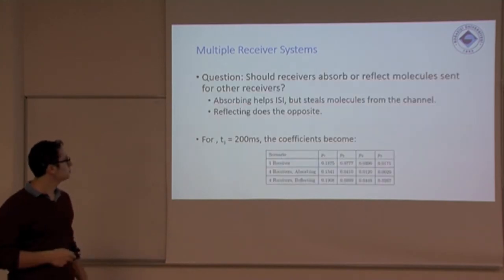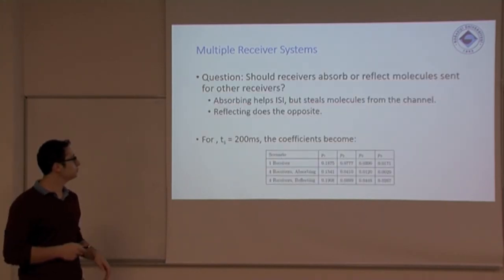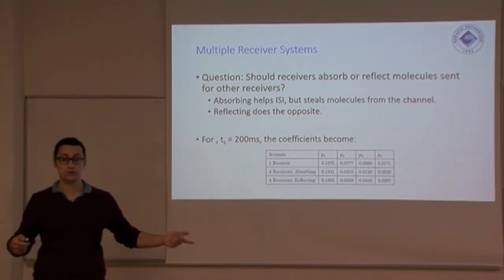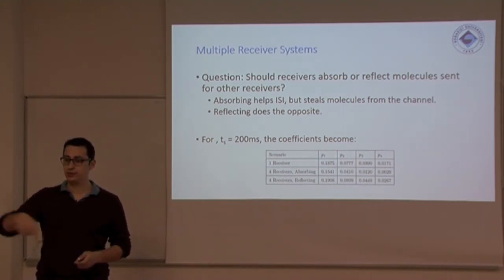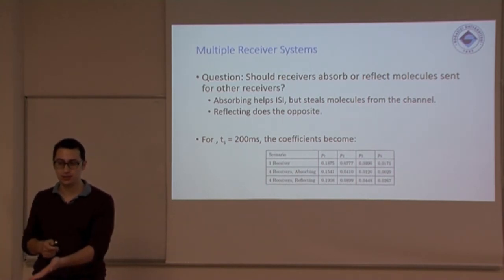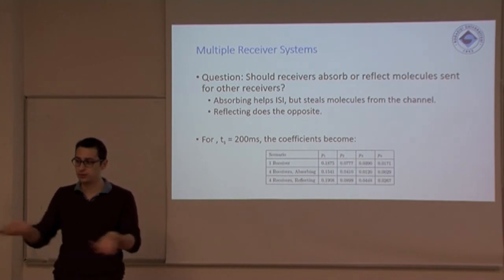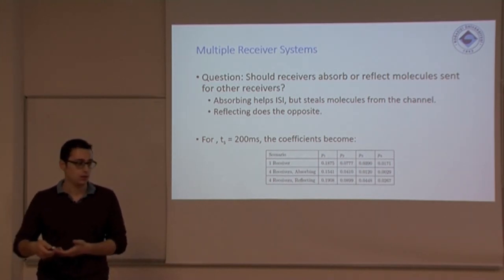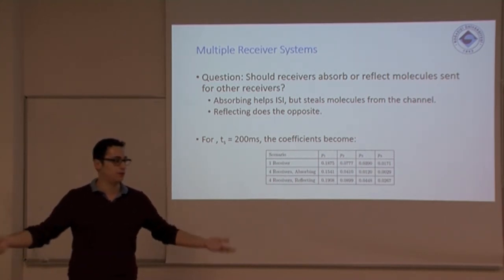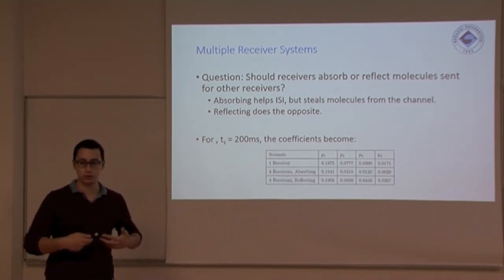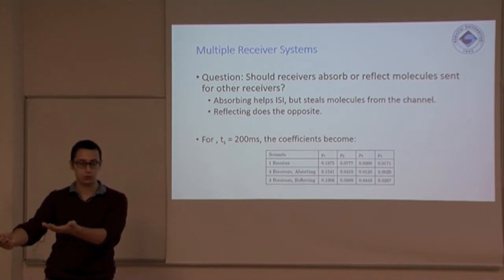So the question becomes, should receivers absorb or reflect the molecules sent to other receivers? So I'm trying to communicate with one of you guys, but my molecules are going to other people as well, right? Because the channel is a fluidic channel. The motion is Brownian motion, so the molecules go everywhere. So should you steal my molecules that I'm trying to send to O's right here?